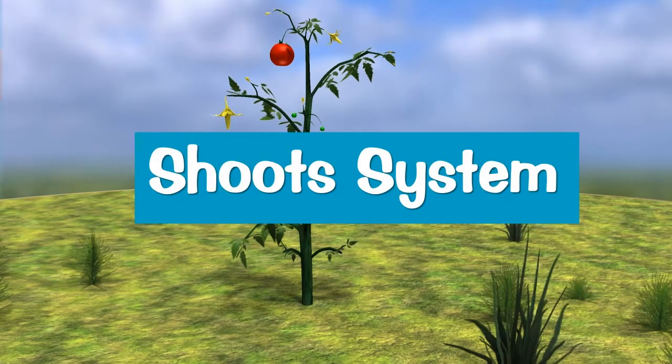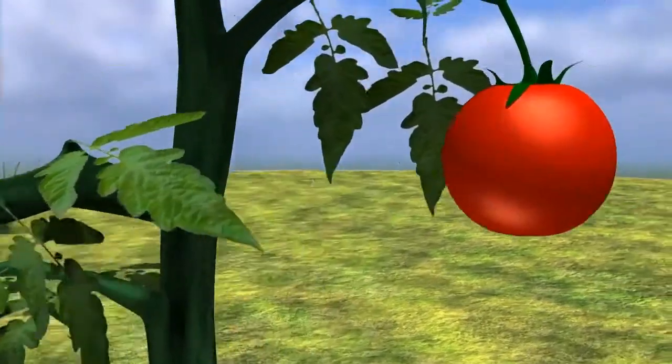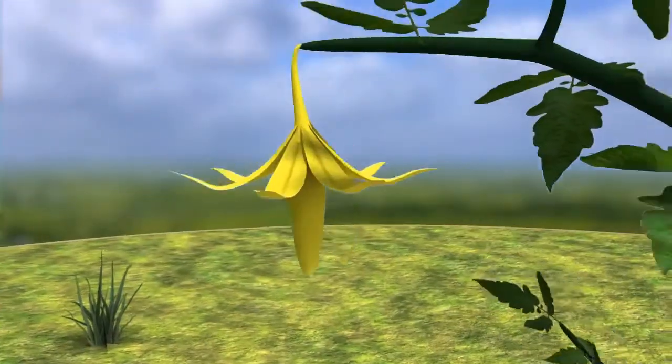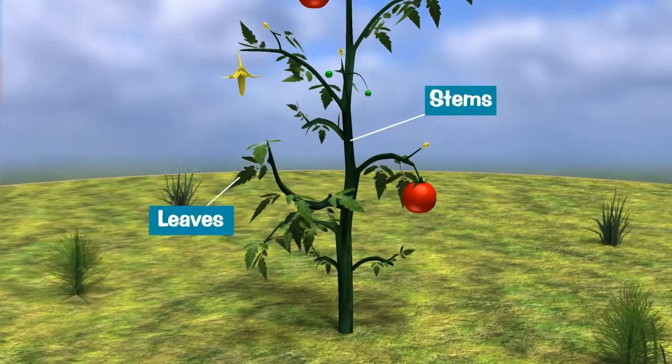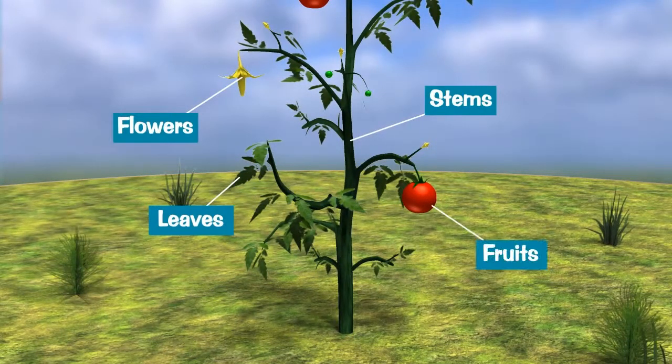Shoot system. All parts of a plant that are above the ground form the shoot system. It includes stems, leaves, flowers, fruits, etc.